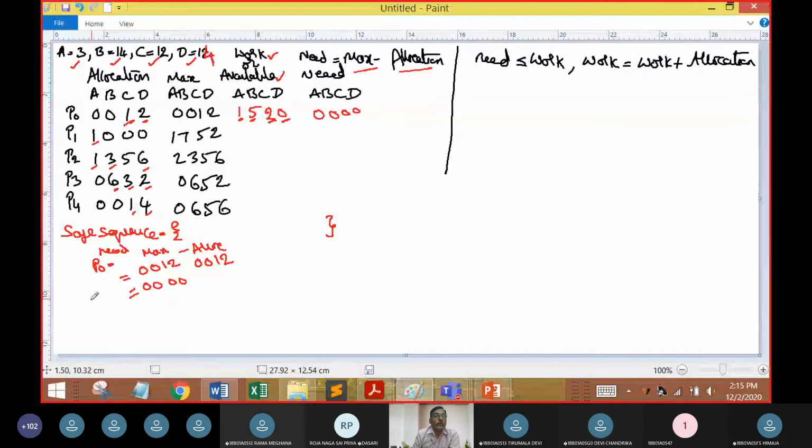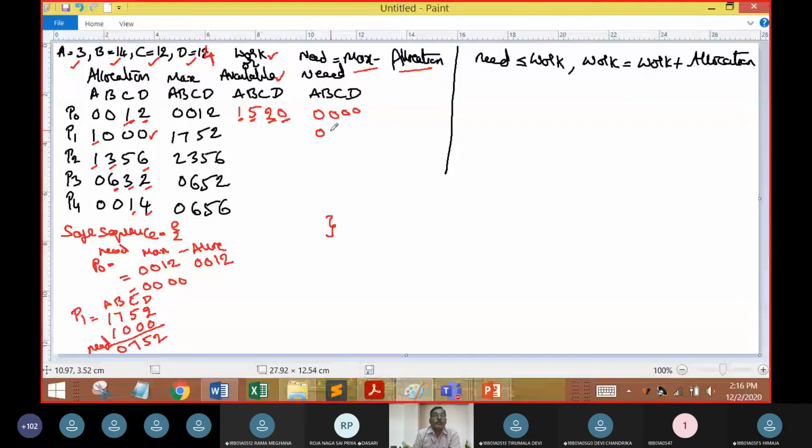Next we have to compute for P1. What is the maximum need of P1? Maximum need of P1 was 1752. That is A 1 instance, B 7 instances, C 5 instances, and D 2 instances, right? And allocation, what was allocated as of now? It was 1 0 0 0. So now what is still the need here? 1 minus 1 is 0, then 7, 5 and 2. So still it needs to get 0 7 5 and 2.